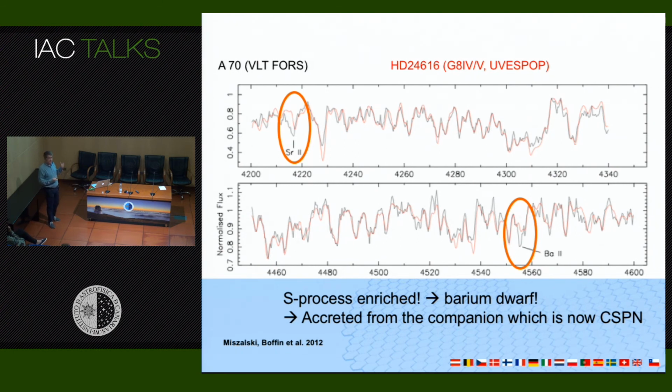Of course this object is a subgiant, so it cannot have produced this s-process material by itself. But the former white dwarf was, before that, an AGB star, which could produce the s-process elements. So this is an indication that indeed this is a binary system: the AGB star polluted the companion, then became a white dwarf, and the companion is now seen as a subgiant which is enriched in s-process elements. So this is a clear proof that this is a binary system, and that there has been mass transfer between the two stars.